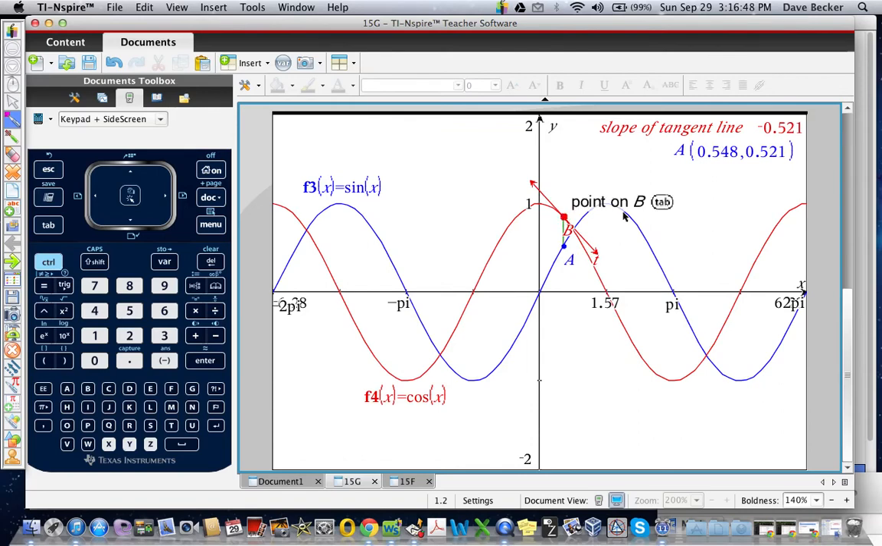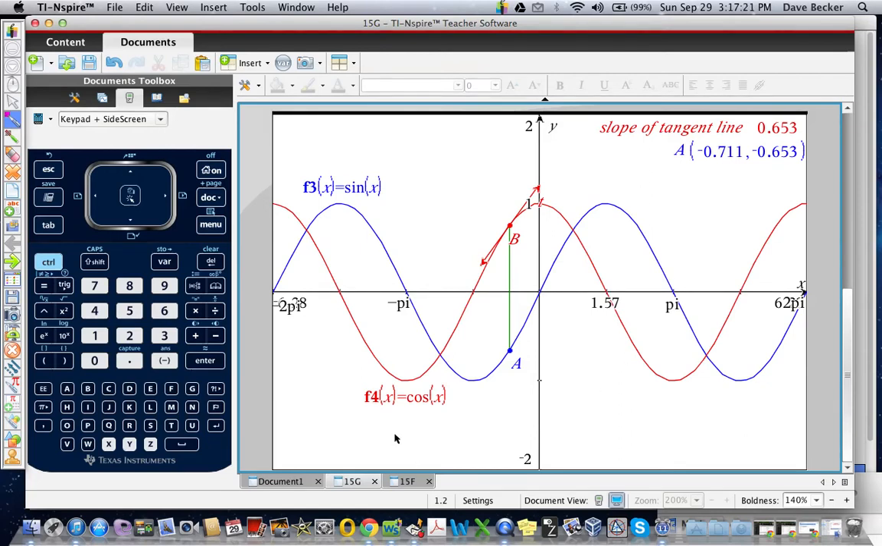What if I go here? Okay. At this particular value of x. Remember, this is the same value of x for sine as it is for cosine. The slope is negative 0.521, and the value of sine is positive 0.521. Are you seeing that we have an opposite relationship here between cosine and its derivative as sine? And there we go again, just one more time. We have opposite values here.